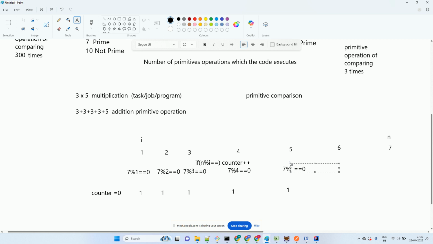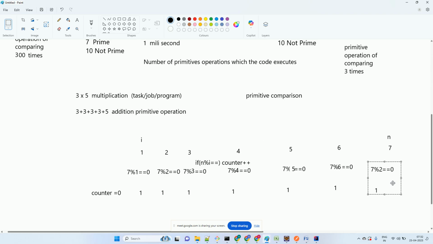And does 6 give me 0? No, right? So my primitive operation of comparison, how many times have I done the comparison? N times? No. How many times will I actually do it in the end? The number is 7. So I've done 7 comparisons. So n times rather, right? Now we'll generalize it.